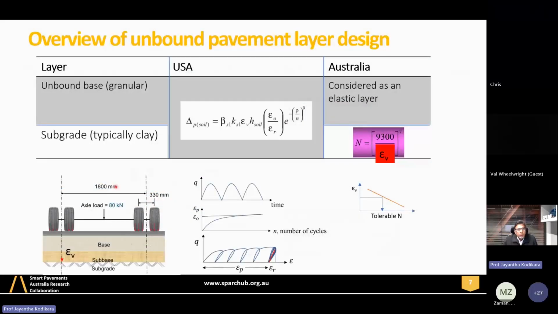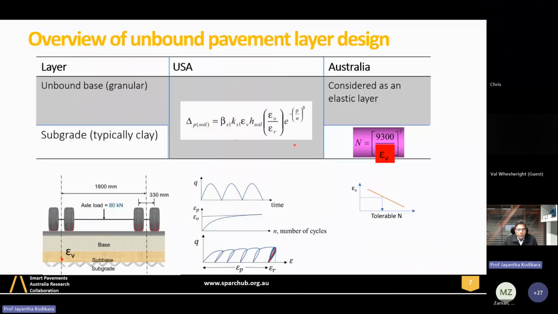So let's have a quick look at an overview of how we do this design at present, for unbound layers and the subgrade, which could sometimes be clay. I'm putting up an equation here from the USA design guide, the MEPDG, the mechanistic-empirical pavement design guide, and also the Australian one on the right-hand side. The basic approach in the USA is to compute the rutting explicitly for each layer, and then add them up to get the overall rutting on the surface.